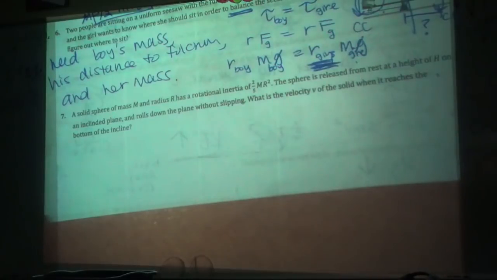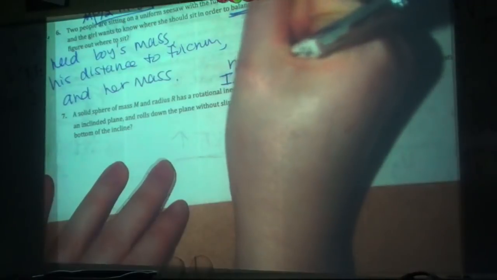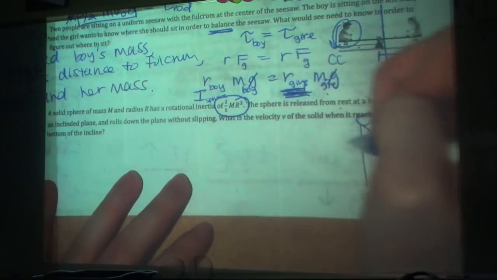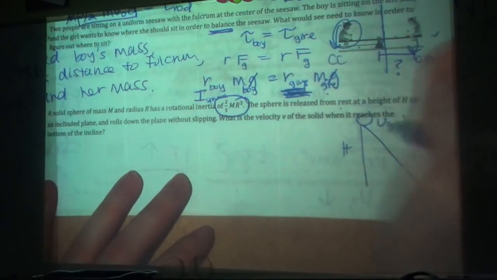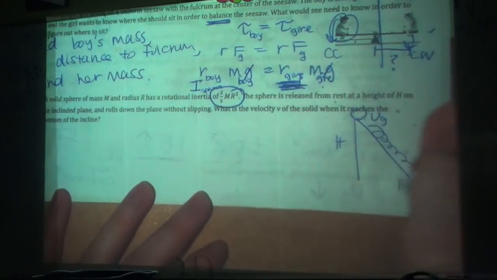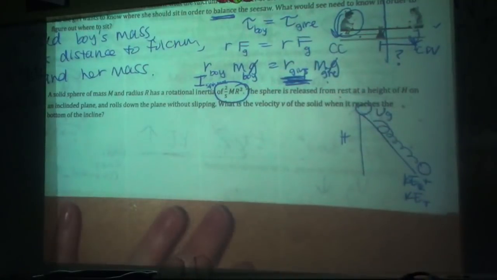All right, number 7. A solid sphere of mass m and radius r has this rotational inertia. So this is the rotational inertia of the solid sphere. It's released from rest at a height of h on an inclined plane. So this is like this. It starts with some potential energy, and then it rolls without slipping. So it's rolling. That's not what it would look like, but that's okay. So it would have both types of kinetic energy, rotational and translational, at the bottom. And we want to know what the velocity, this is the linear velocity of the solid sphere, is when it reaches the bottom.